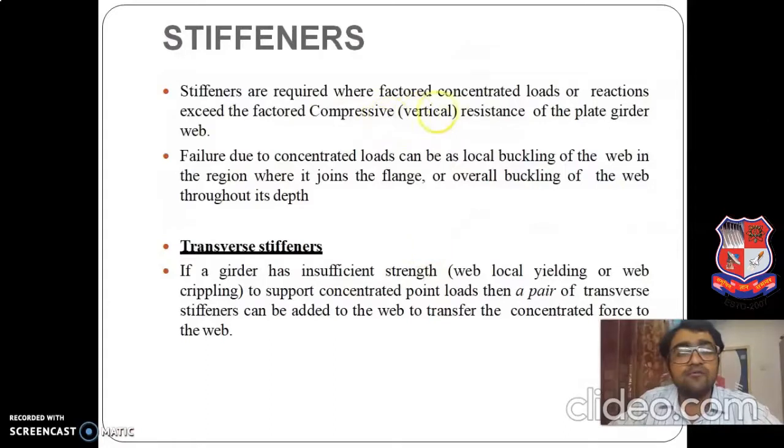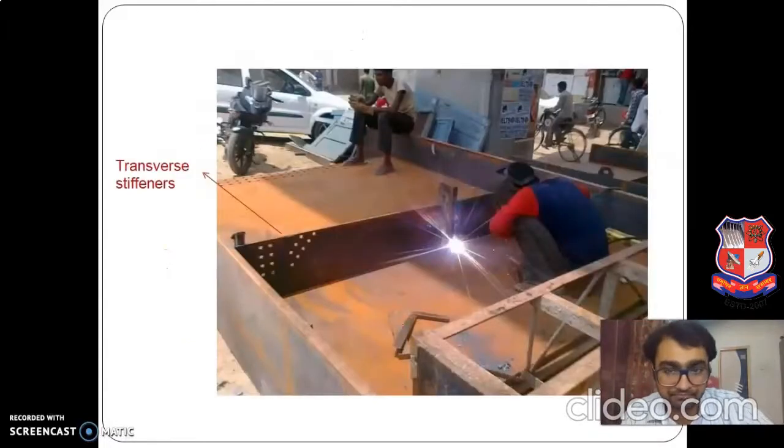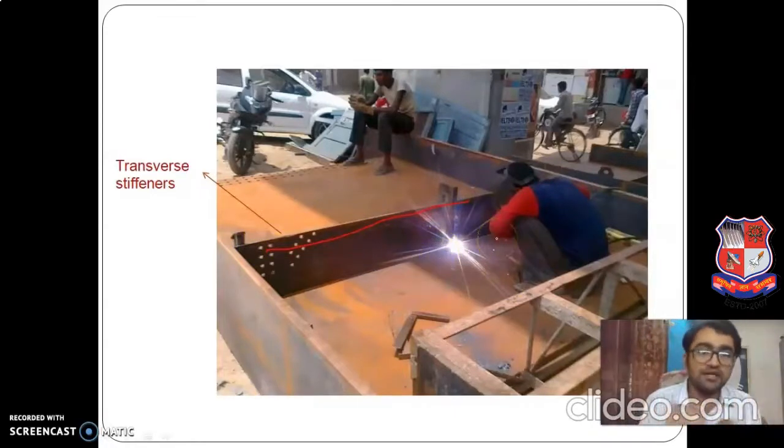Stiffeners are required when concentrated loads or reactions act on a plate girder, to resist failure due to concentrated load and local buckling of the web in the region. Again, the same thing: where the stiffeners are provided. If the transverse stiffener has insufficient strength to support a concentrated point load, then a pair of transverse stiffeners is to be added to the web to transfer the concentrated load to the web. Now these are the transverse stiffeners. You can see a very real example of it. If you see the real example, it is very clear to you.